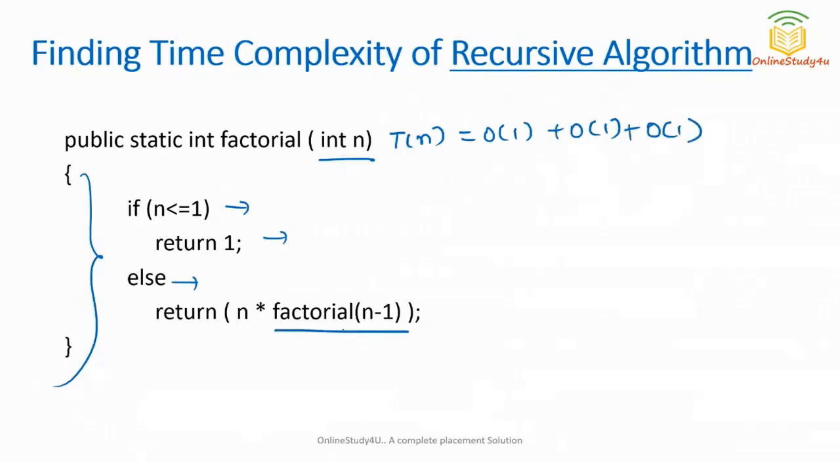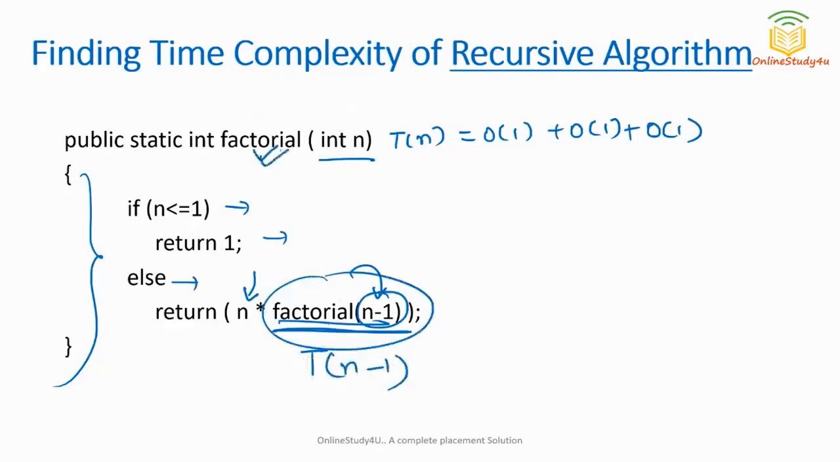Then here you can see we are multiplying n with factorial of n minus 1. So for this factorial call, the time complexity will be what? T of n only, but we have n minus 1. So the time complexity for this part will be T of n minus 1. If the time complexity for this factorial function is T of n, then the time complexity for this factorial function call will be T of n minus 1.